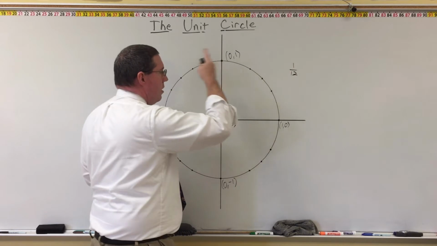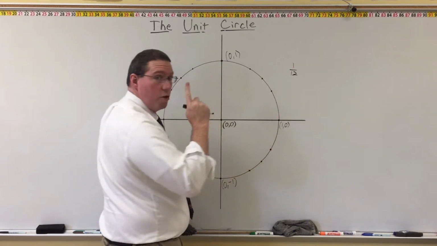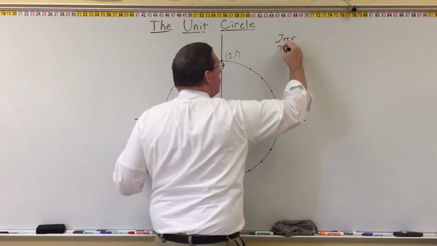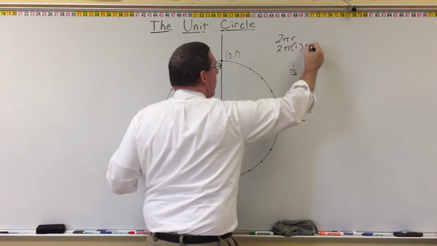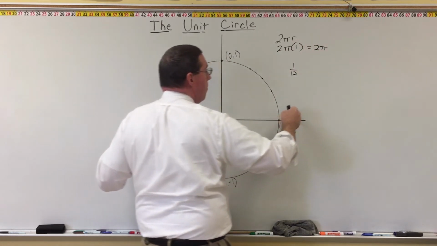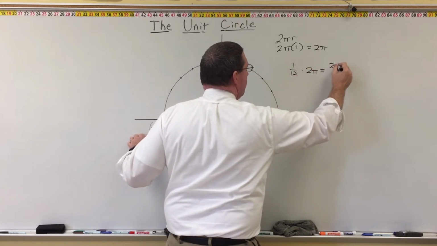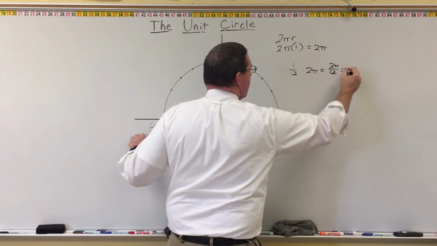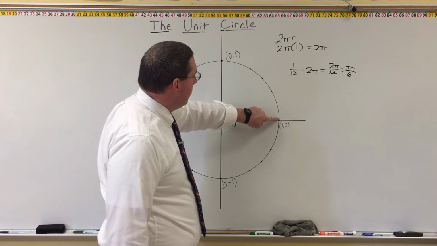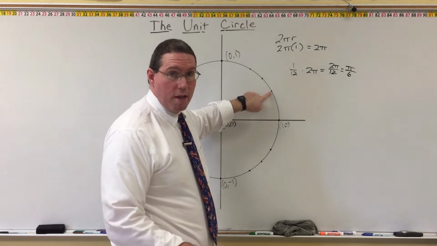And we know that the circumference of the entire circle is 2 pi. Remember, the radius of this circle is 1. So 2 pi r, 2 pi times radius of 1 equals 2 pi. So the circumference of the entire circle is 2 pi. Well, 1/12 of 2 pi is equal to 2 pi over 12. And if we were to simplify that, it becomes pi over 6. So we know that the distance from here to here is pi over 6, right?